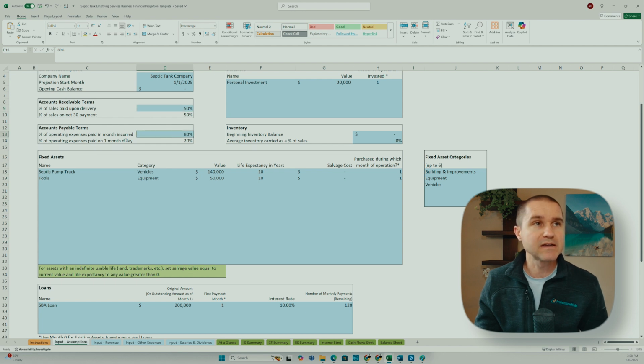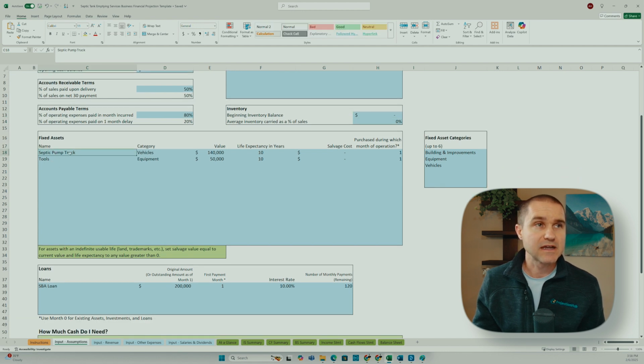On the accounts payable side, we're going to assume that you pay 80% of your bills in the month that you incur the expense, and then 20%, maybe this is you swipe your credit card for fuel and you pay for fuel today, but you don't have to pay the credit card for 30 days. So that's the type of thing we're looking at here. You're probably not going to have inventory, so we just set those to 0.